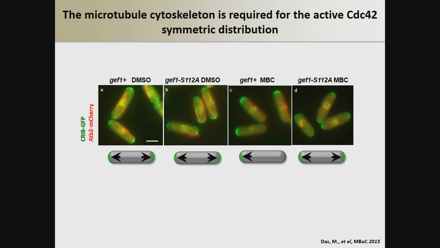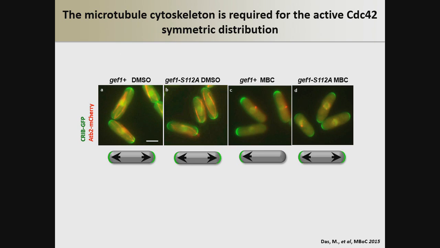We showed in our lab that the microtubule cytoskeleton is essential for this accumulation of active CDC42 at the second end. When you treat cells with the microtubule destabilizing agent MBC, we failed to accumulate active CDC42, again visualized here with the CRIB-GFP, and the microtubules are in red. When you treat cells with MBC, we did not detect significant accumulation of active CDC42 at the second end.